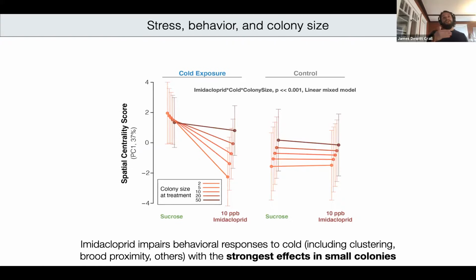But now if we look at the effect across colony size, the important thing to see here is on the left, you see that gradient flattening out, which means there's less of an effect of these combined exposures in small colonies than in larger colonies. So this is what we expect under this hypothesis that small colonies might be more sensitive.